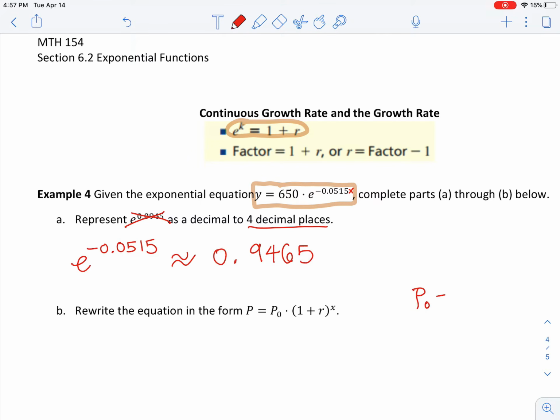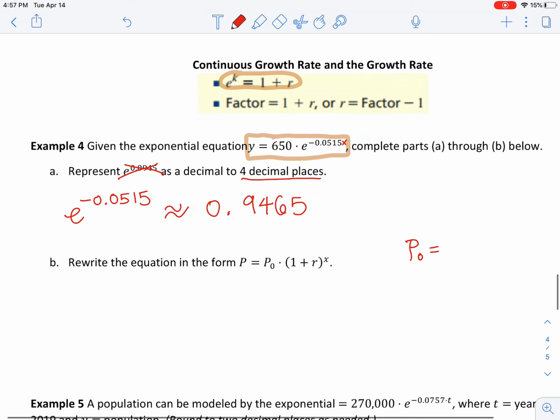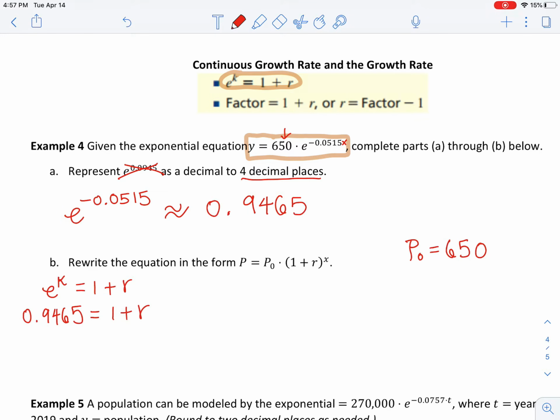Now we're gonna rewrite this in the other form. We do need to find what P naught is, the initial value. What's the initial value here? 650. Now, finding the rate is the harder part, but we got that equation: e to the k power is 1 plus the rate. So the left side is 0.9465, and that equals 1 plus the rate. Okay? Subtract 1 from both sides.